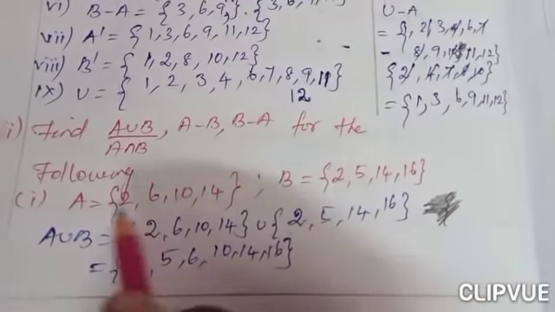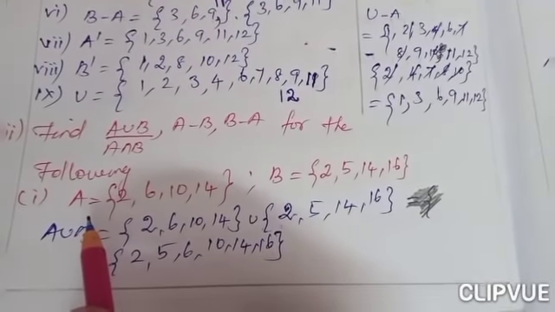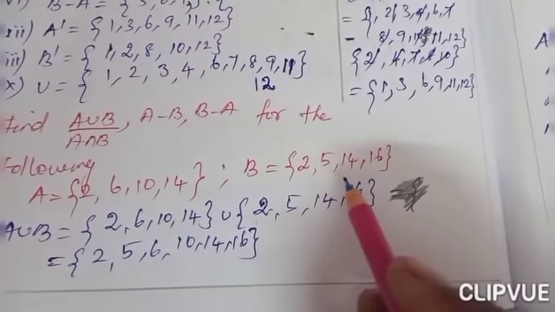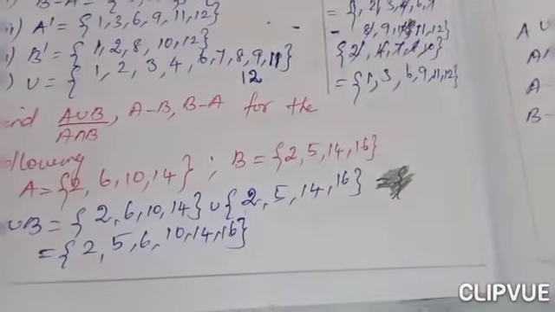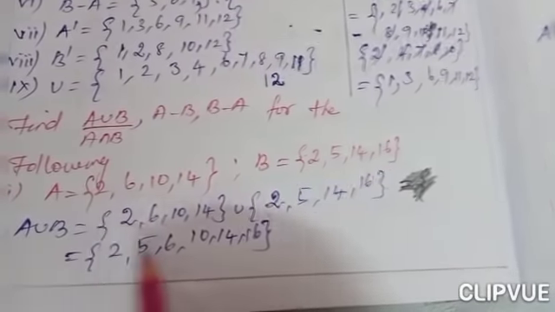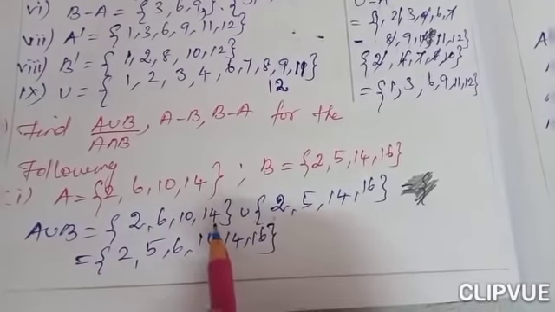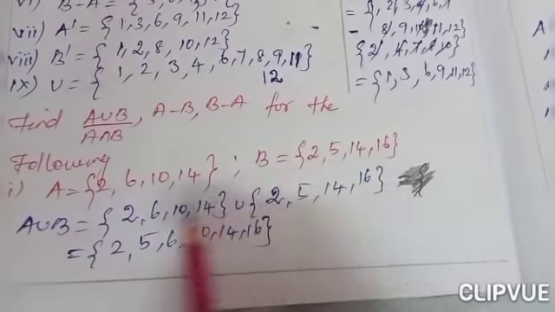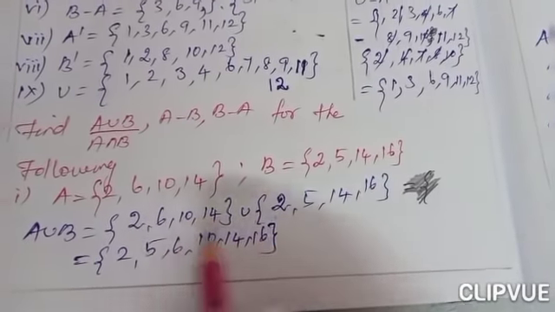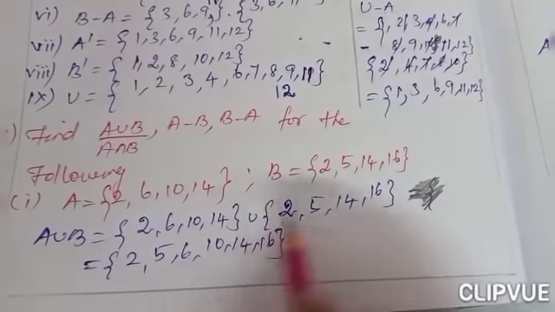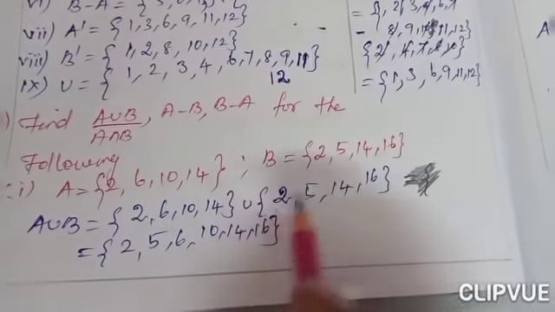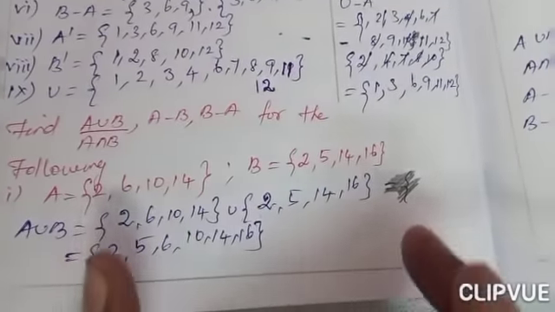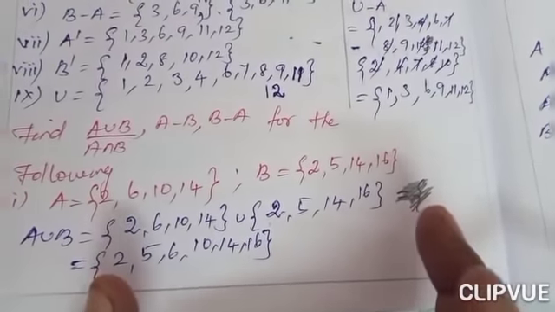Look at the question here. The second Roman number, first question. Set A elements are 2, 6, 10, 14. Set B elements are 2, 5, 14 and 16. First we are going to write the A union B. Union is very simple. We have to join the two sets: 2, 5, 6, 10, 14 and 16. Here, if a number is given two times, you have to write it only one time. That is A union B. In an easy way of understanding, you have to join the two sets.